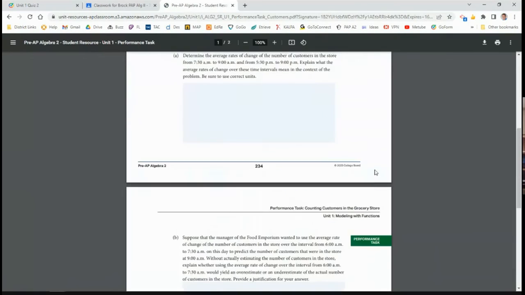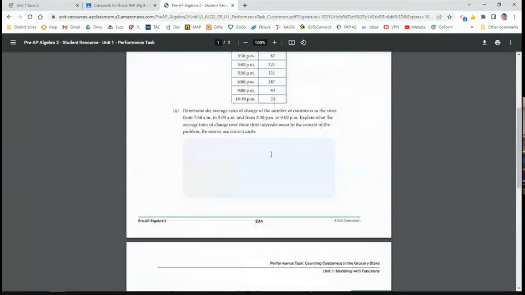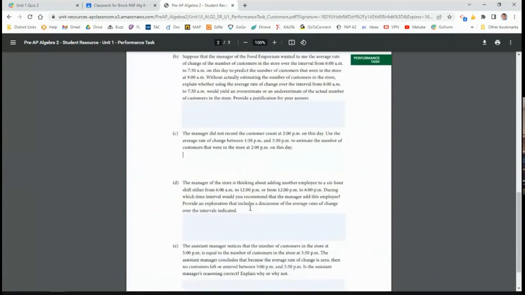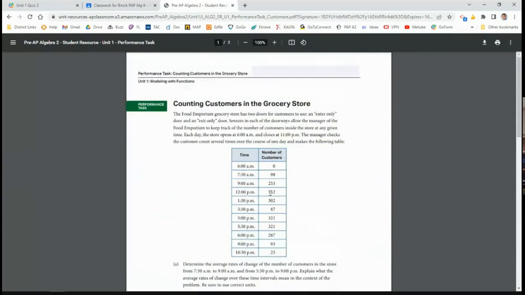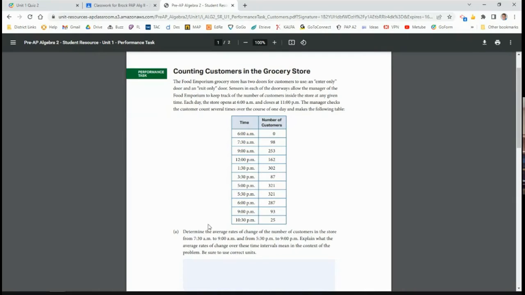So here it is. It's a PDF. It's got 5 places where you type your answers. So you have to read the questions. And this is talking about this table. It's a grocery store. This tells the number of customers in the store at 6 o'clock, at 7:30 in the morning, at 9, at noon, 1:30, all the way until 10:30 at night. So you have to answer the questions.